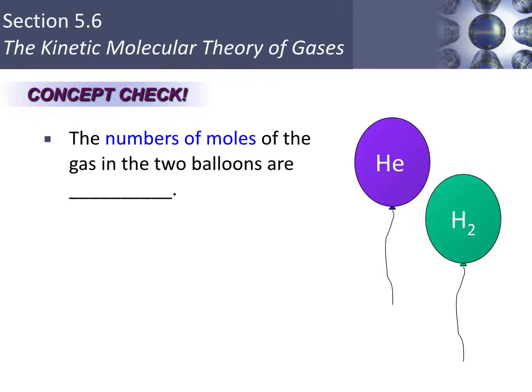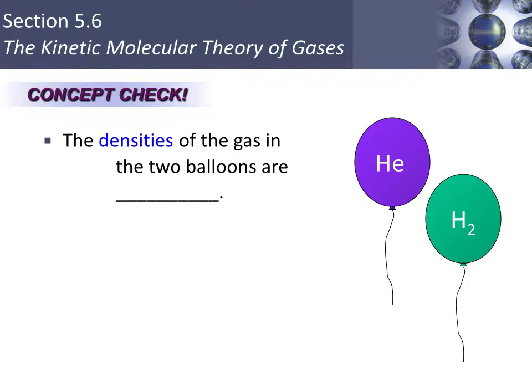The number of moles of the gas in the two balloons is also the same. Again, PV equals nRT. We know the problem told us that volume was the same, then the pressure has to be the same, the number of moles has to be the same, and the temperature has to be the same. The densities of the gases in the two balloons. This one is different. Density is not accounted for in the ideal gas equation, PV equals nRT. It is different. Density is mass over volume, and we know that the mass of helium and hydrogen are different.